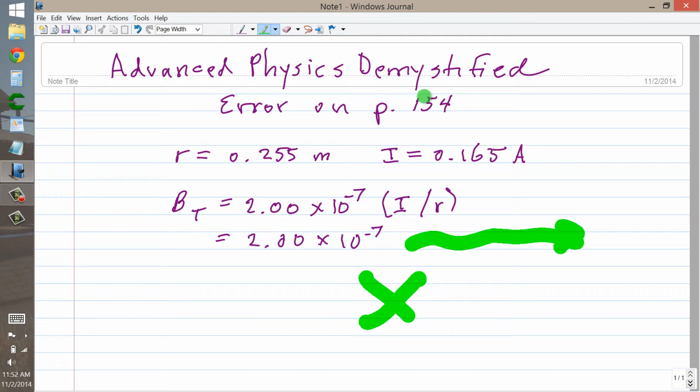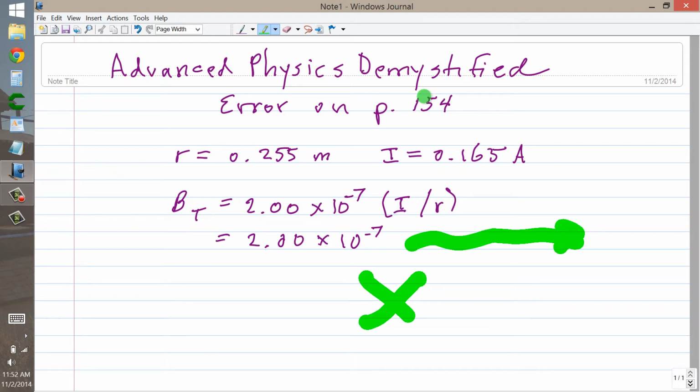The problem asks, what is the flux density in Teslas at a distance of 255 millimeters from a straight thin wire carrying 165 milliamperes of direct current? Express the answer to three significant figures.